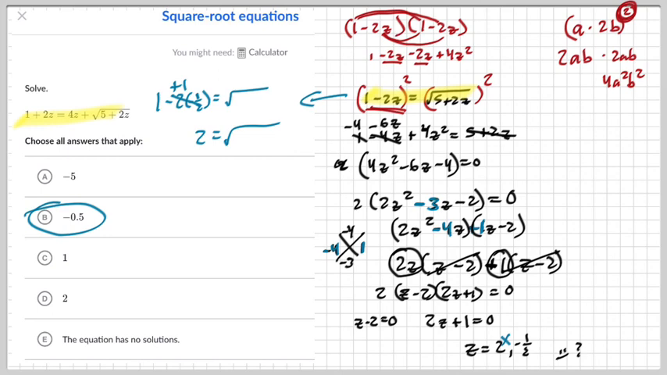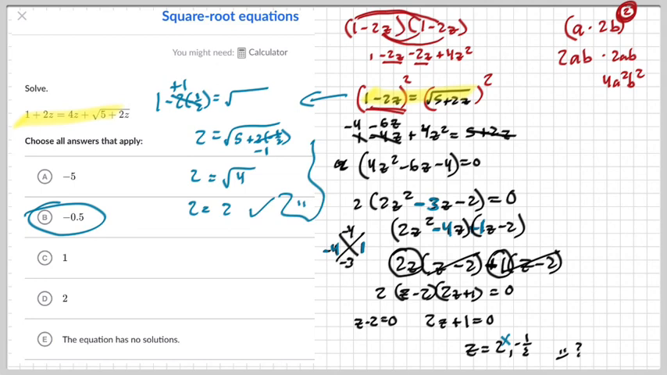Let's plug it in. We have 5 plus 2 times negative 1/2. So this is going to be negative 1, and then 5 plus negative 1 is 4, and we get the square root of that. What's the square root of 4? It's 2. Awesome, smiley. So that's our answer.